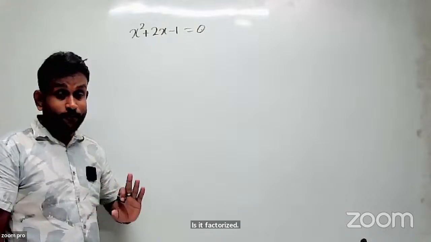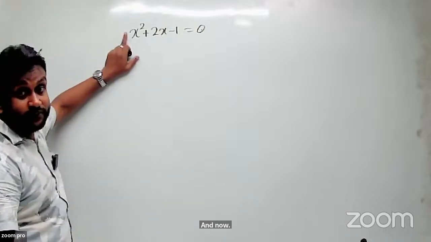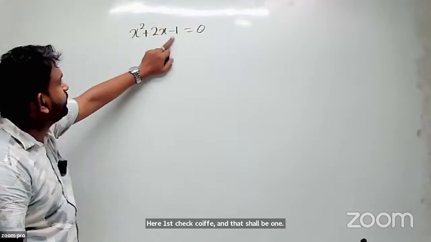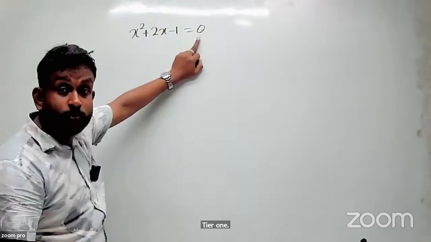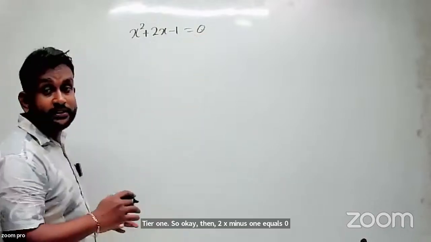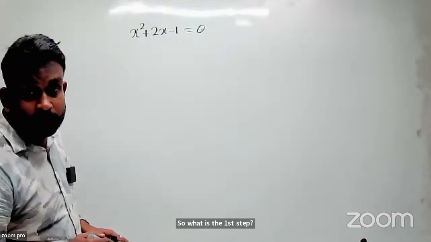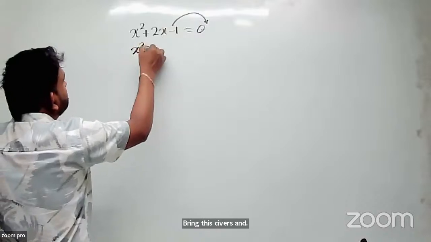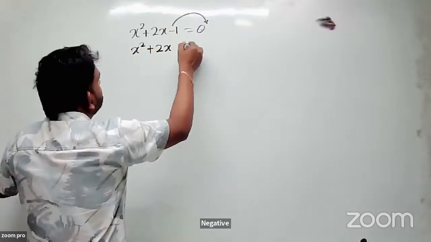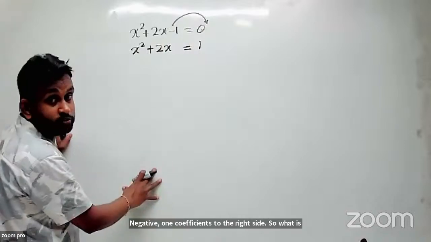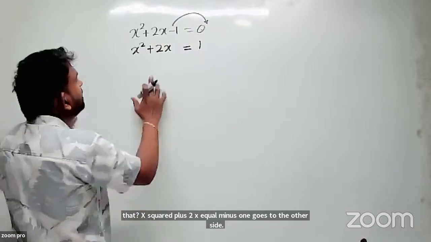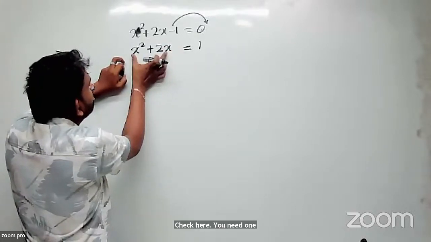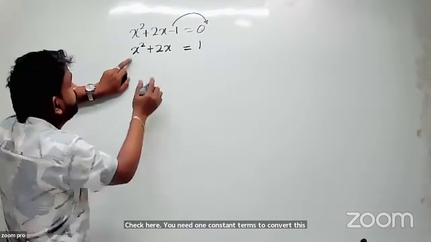So what you see down here: first check that the x² coefficient is 1. Here it is 1. Then 2x − 1 equals 0, with 0 on the other side. So what is the first step? Bring the constant, negative 1, to the right side. So x² + 2x = −1 goes to the other side as +1. Then check here: you need a constant term to make this part a perfect square.